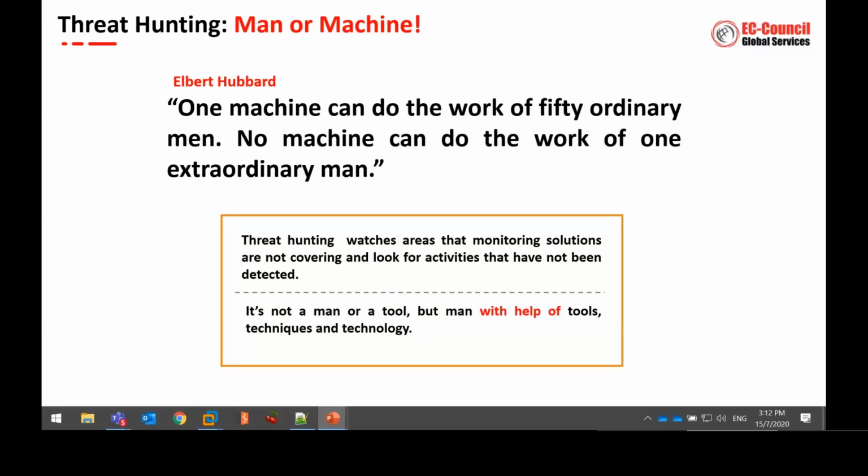Again and again, I want to highlight the important matter that threat hunting is not a choice between the man or a tool. It's a man with the help of the tool, technique, and technology. Again, if you have that mindset that I have tools for my threat hunting, I set them up in my environment, I feed data, and by data, I mean logs, because when we talk about threat hunting, everyone at first place thinks about a log. So I feed it with the logs, okay, here we go, we are good.